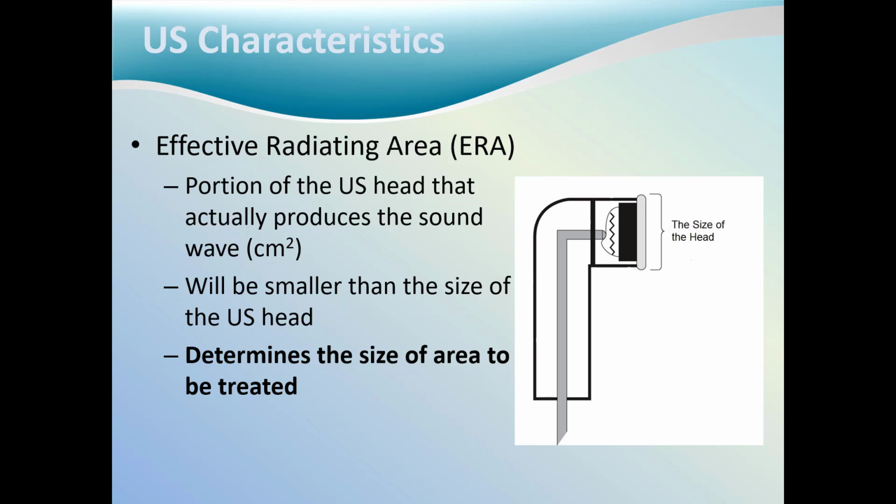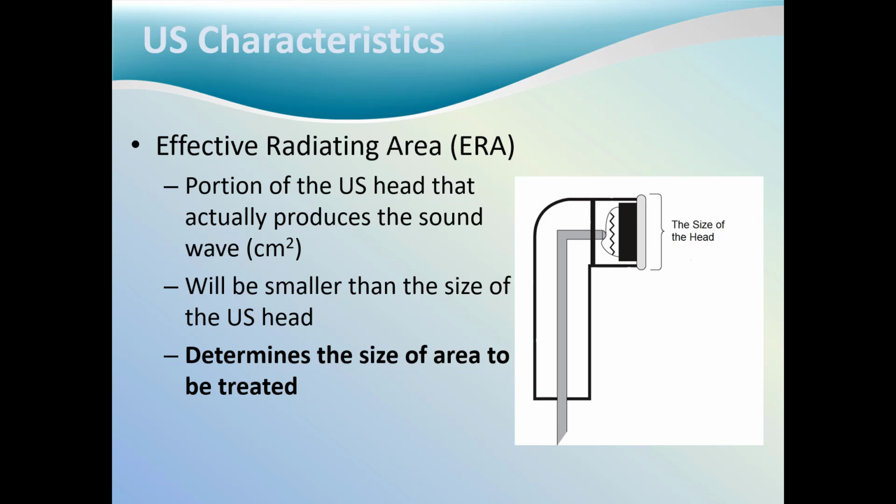Ultrasound heads are available in different sizes and with different crystal resonating frequencies. A resonating frequency is essentially the vibration frequency available in the ultrasound head. The effective radiating area is also known as the ERA. It is the proportion of the transducer surface area that produces ultrasonic energy. The ERA is described in terms of square centimeters.